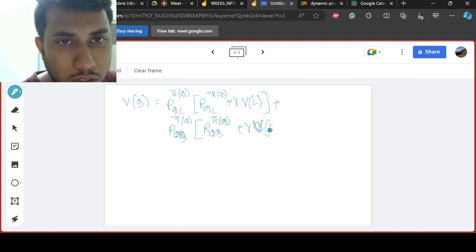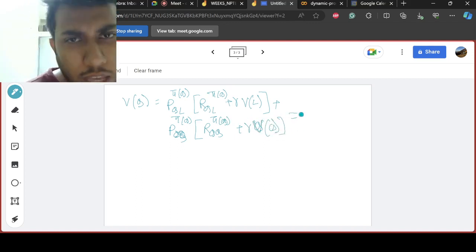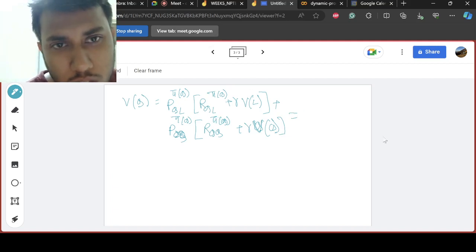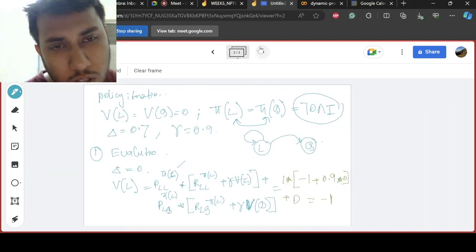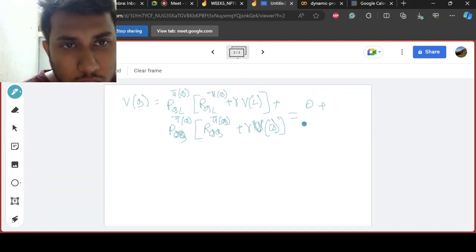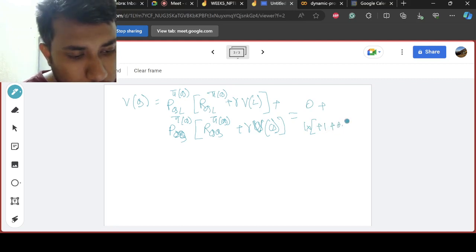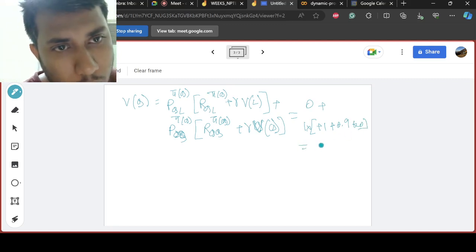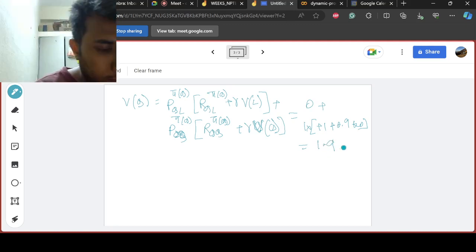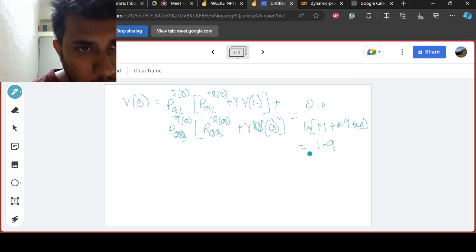V of Q, right? So in this case again the first one will be 0, because there is no transition between them, and for Q to Q the reward is +1. Okay, fine. So the value will be 1 into +1 plus 0.9 into 0, because VQ is 0. So it will be 1.